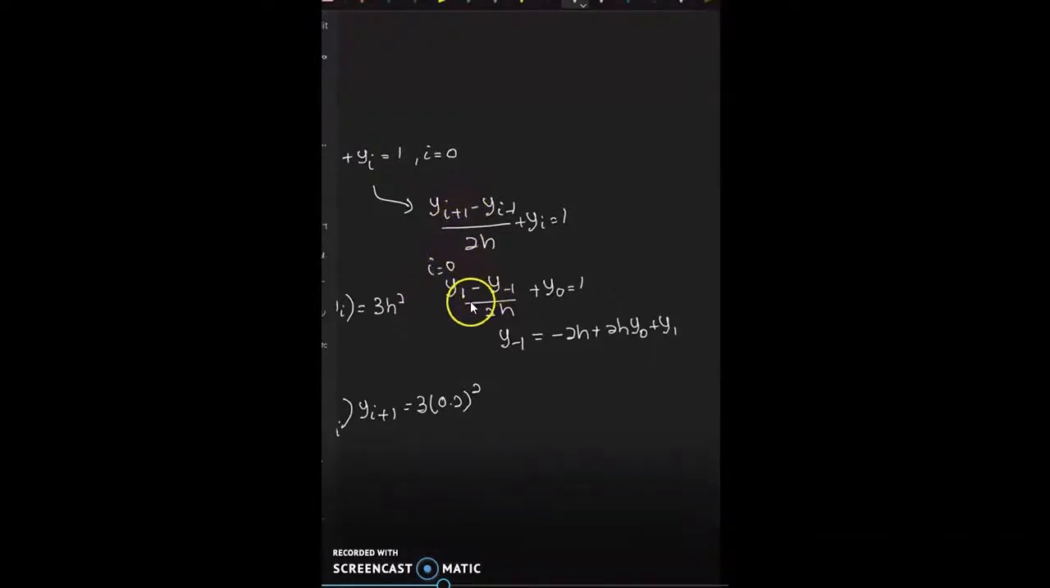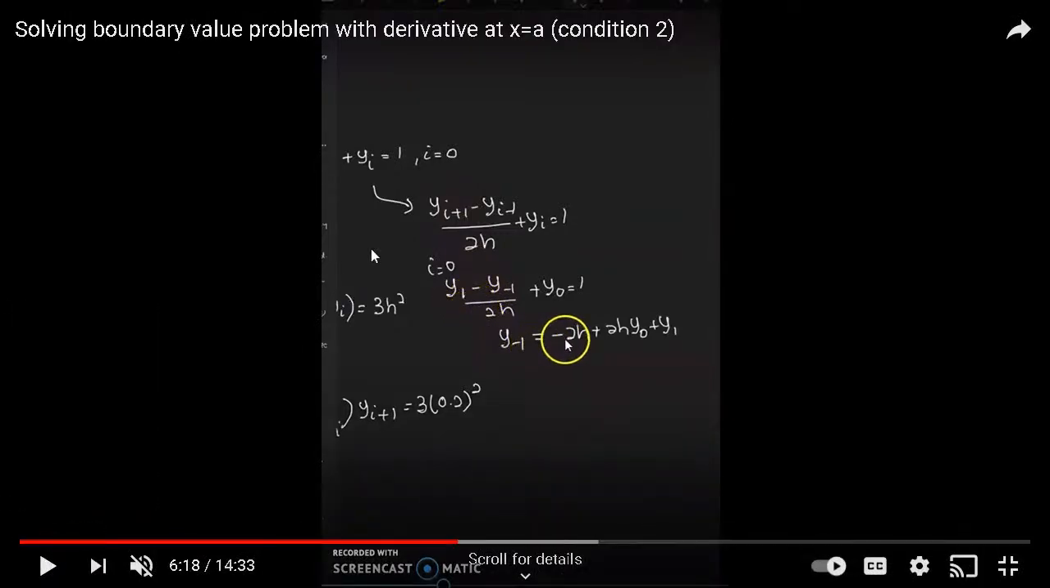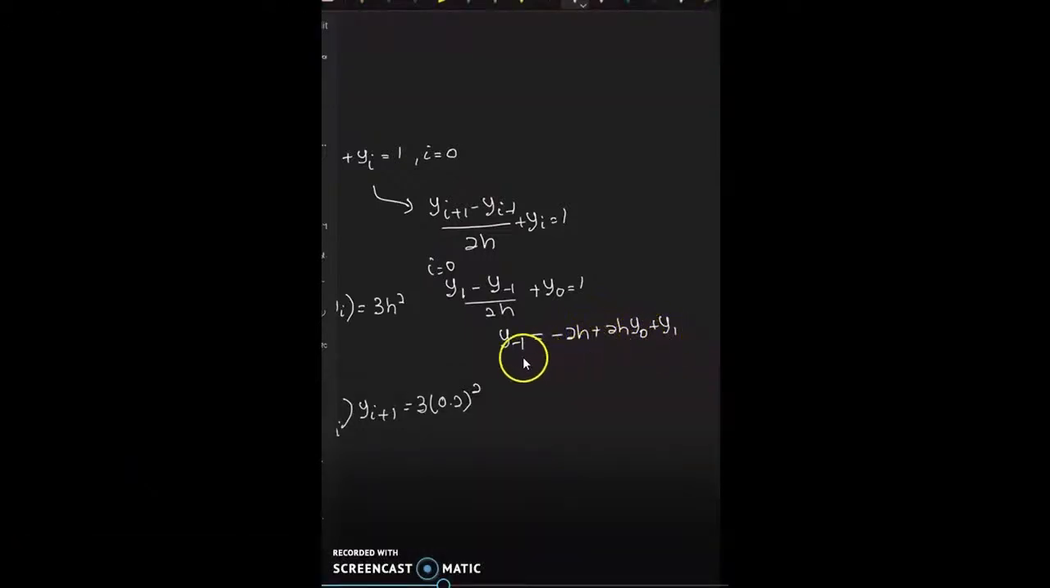Be careful here. I want you to focus on when i equals 0. When i equals 0, you have this problem: y_{i-1} equals negative 2h plus 2h y naught plus y_1. You need to replace y_{-1}, the last corner, so when i equals negative 1 you replace it as negative 2h plus 2h y naught plus y_1. Be careful here. I'm using the center difference formula for the boundary condition at the corners. So this one you put aside. You go to my notes, I put it aside, because I want to focus on replacing it as a boundary condition.